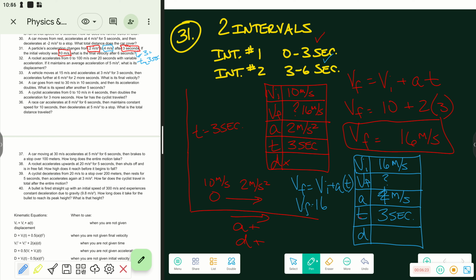Or if it is, why would it be? You don't know the distance. Doesn't matter. Let's try that. So what do we know? Okay. Is it, oh, it's not. Why would it not be?